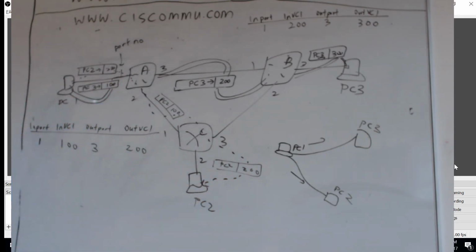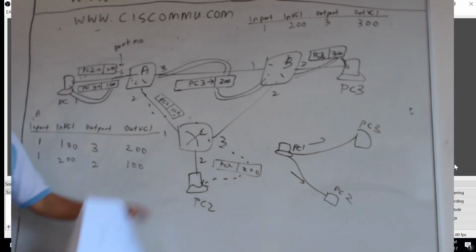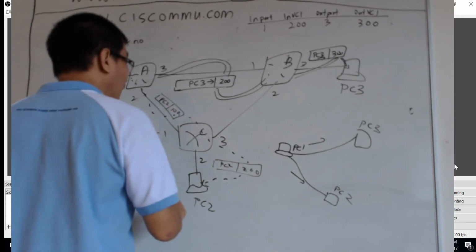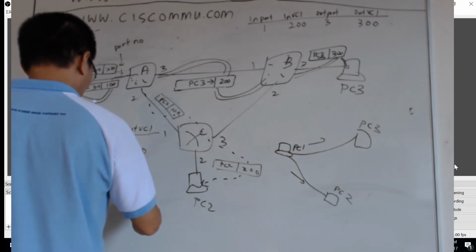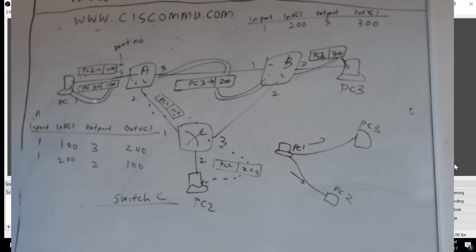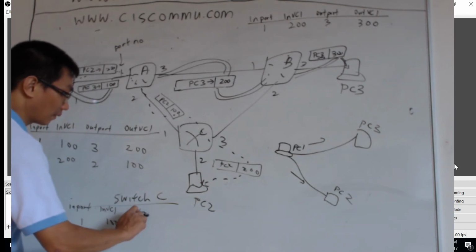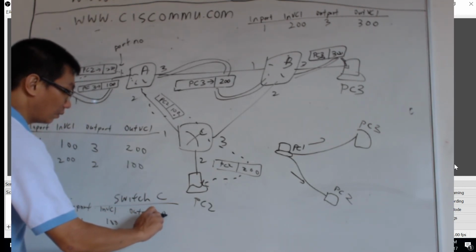So then you have a circuit like this, going to here. Okay? So then on this switch A, in port is 1, 200. Out port will be port 2. Out VCI will be 100. And then on this switch C, in port will be port 1. In VCI will be 100. Out port will be port 2. Out VCI will be 200.